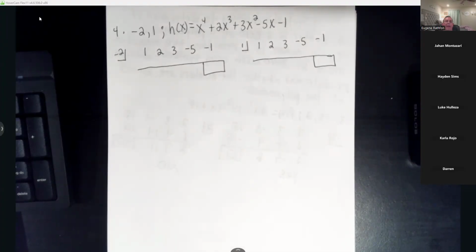Oh, y'all, so these aren't bad numbers. So y'all run that -2 and tell me, is -2 a zero of that polynomial? So if y'all remember, y'all are checking -2 at this point.